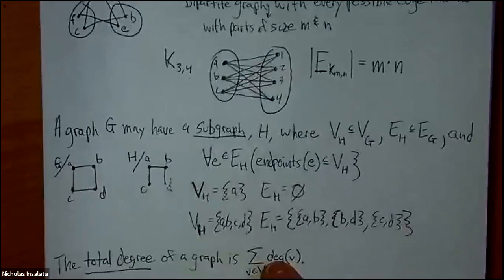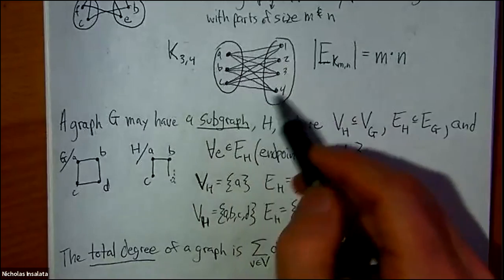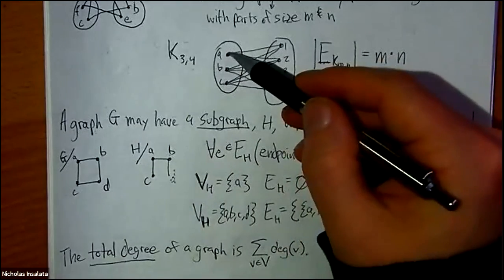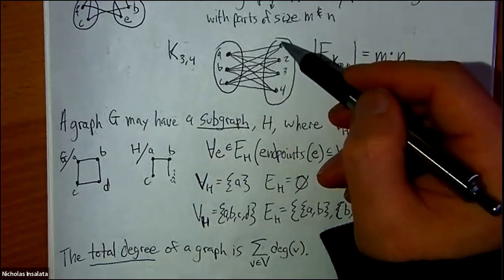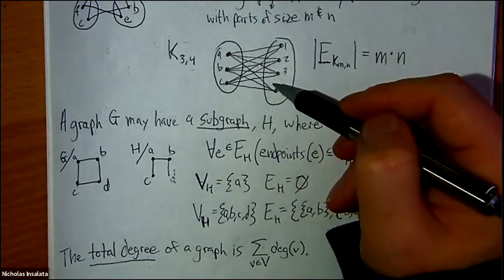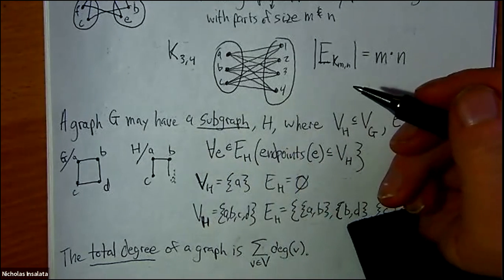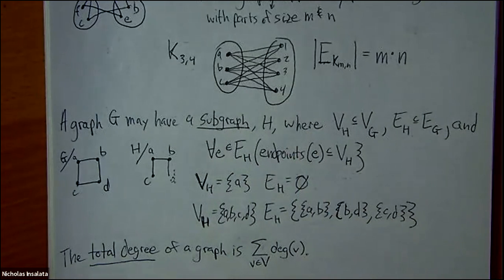Okay, how about the total degree of K34? Yeah, so there's 3 times 4, because there's 4 coming out of each of these guys. And here there's 3 coming out of each of these, so this would be 4 times 3. So the total would be then 24, right? What's the relationship between the total degree of the graph? Well, you tell me. There's a pattern here about the total degree of a graph. It relates to a really simple property of the graph. Can you tell me what it is?